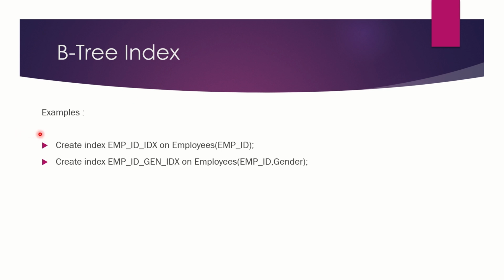Now, if you want to create a simple index on the employee ID column, you can create it in this fashion: create index index name on table name and the column name on which you want to create a simple index. Similarly, if you want to create a composite index on the employee ID and gender column, then this is the syntax: create index index name on table name, employee ID, comma, gender.